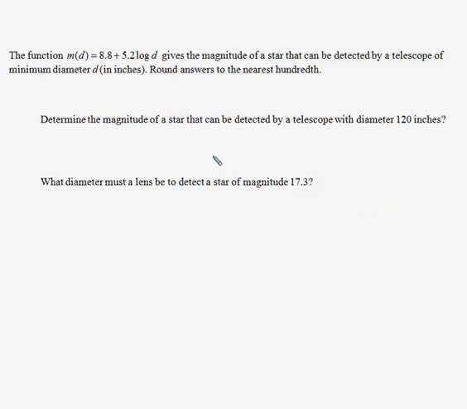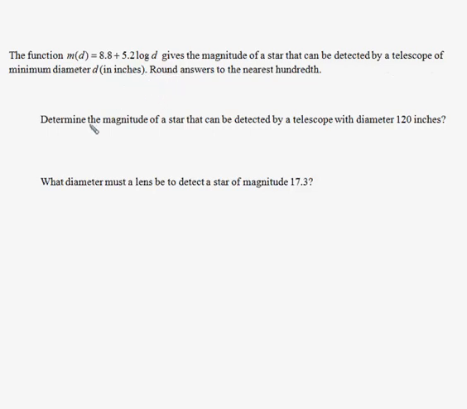Here's a problem that may be a little foreboding just because of the science lingo that's involved, but it actually is your traditional math problem where we give you an equation, we define some input and some output variable, and we give you one of the two and ask you for the other. So here it is. You have this function m of d, and it happens to be a log function, and it gives the magnitude of a star, right? That's the size of the star that can be detected by a telescope of minimum diameter d inches.